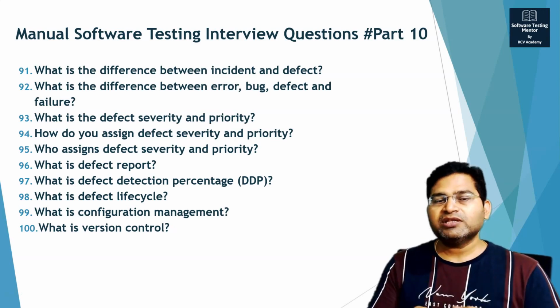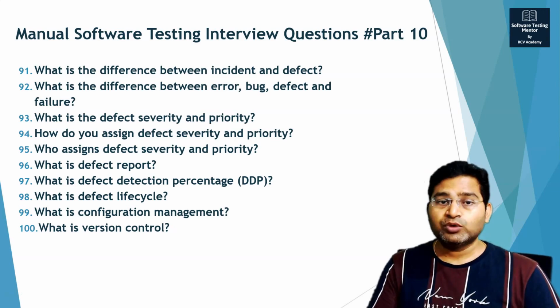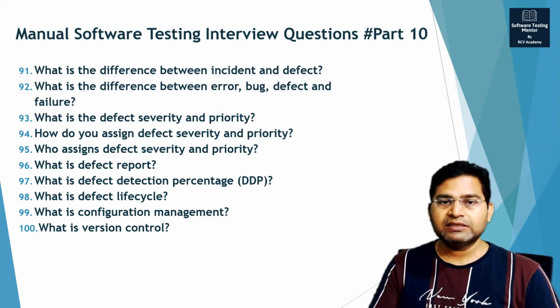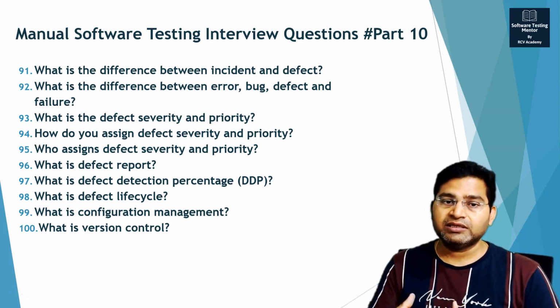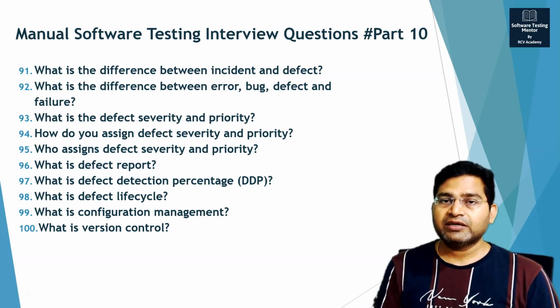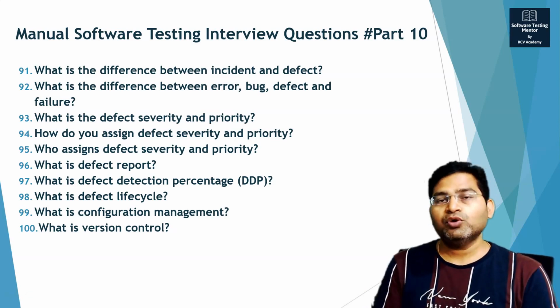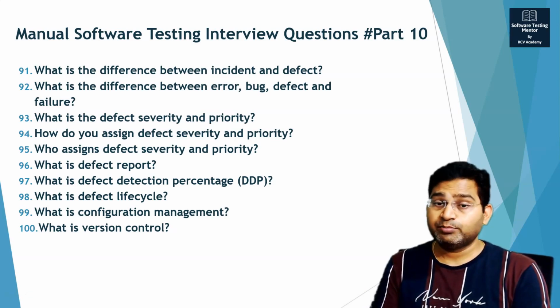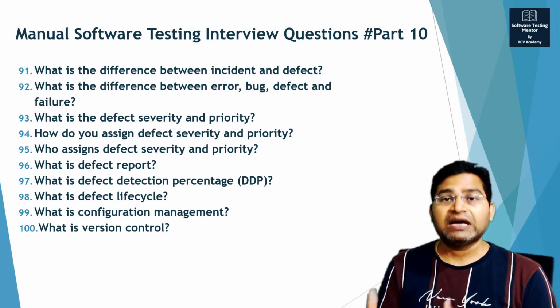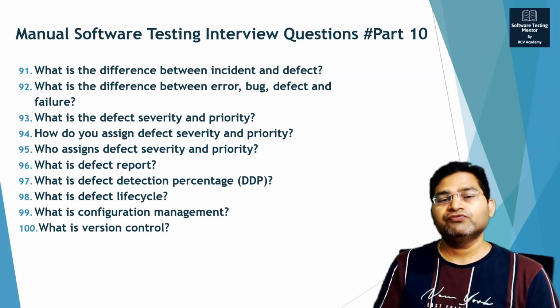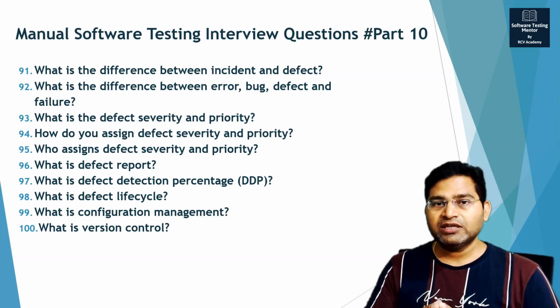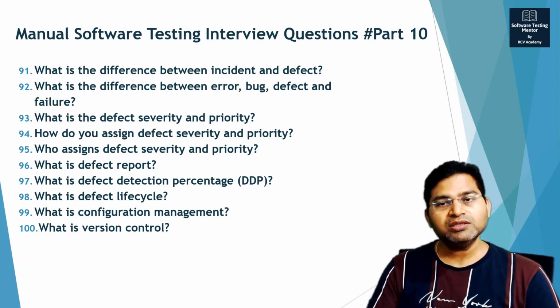Now the third question that we are going to cover, or 93rd question as part of this whole series, is what is defect severity and priority, how do you assign defect severity and priority, who assigns defect severity and priority, right? Then what is a defect report, what is the defect detection percentage, what is the defect life cycle, a very important question, what is configuration management, and what is version control. So let's quickly go ahead and start these questions one by one.